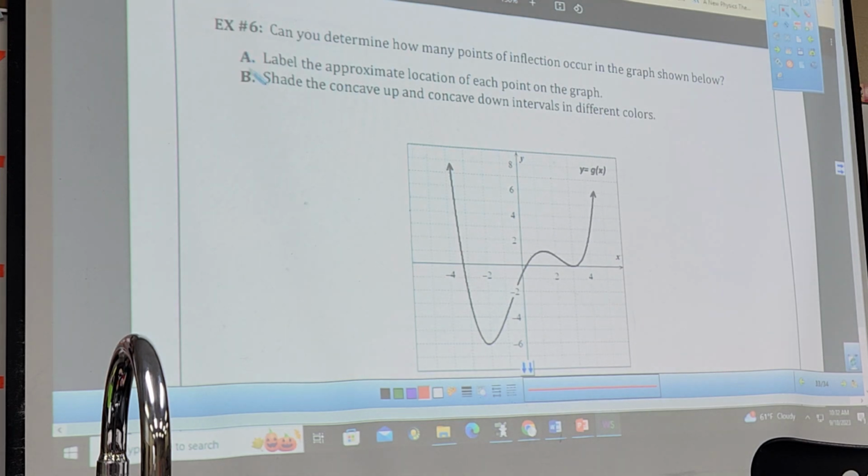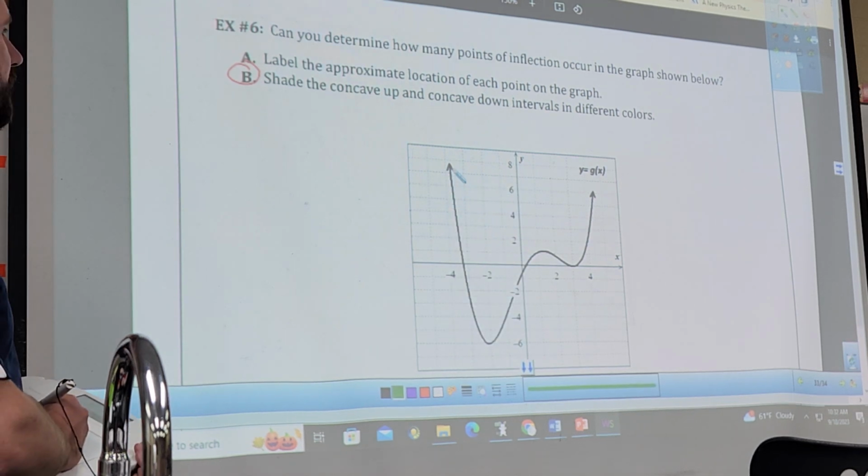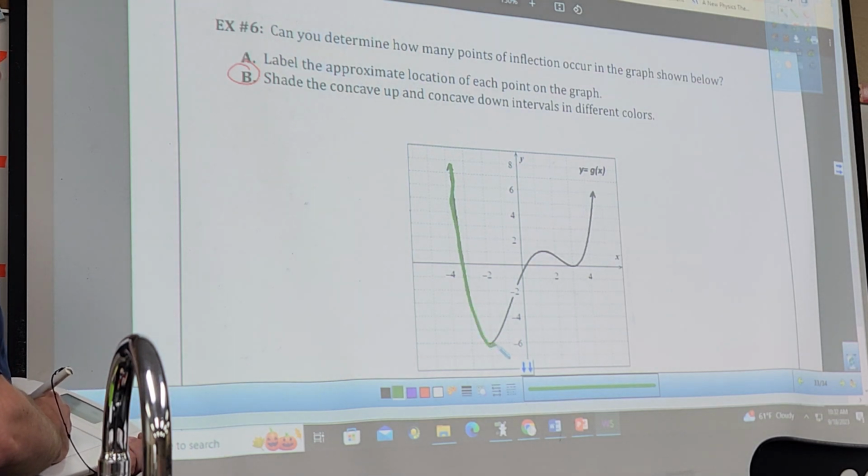I'm actually going to do B first. Is that okay? So let's do green again for concave up, because why not? What do we have to lose? So where do I look like a U? Does this look like a U? When do I stop? Tell me when to stop. Okay. That's not U. When do I start again? Here? So I'm going to underline this so I know green is concave up.